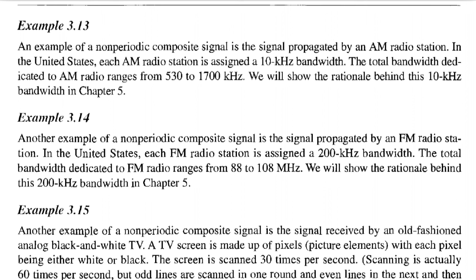Example 3.14. Another example of a non-periodic composite signal is the signal propagated by an FM radio station in the United States. Each FM radio station is assigned a 200 kHz bandwidth. The total bandwidth dedicated to FM radio ranges from 88 to 108 MHz. We will show the rationale behind this 200 kHz bandwidth in chapter 5.